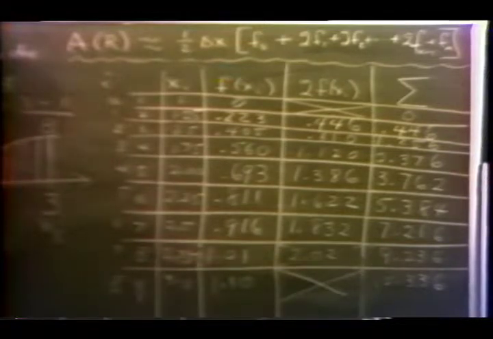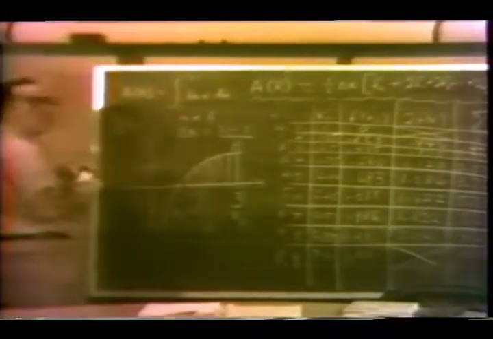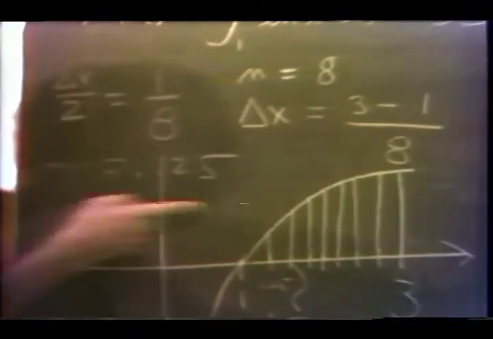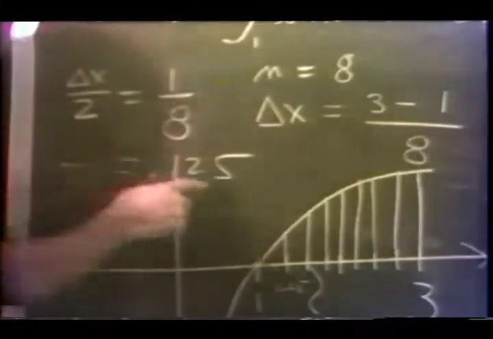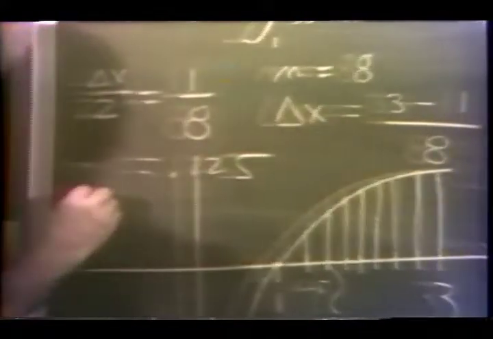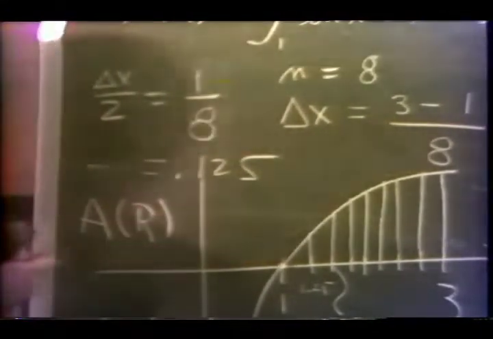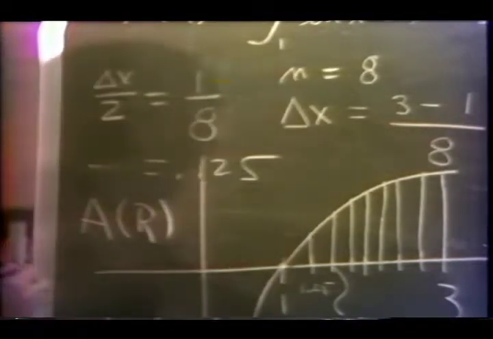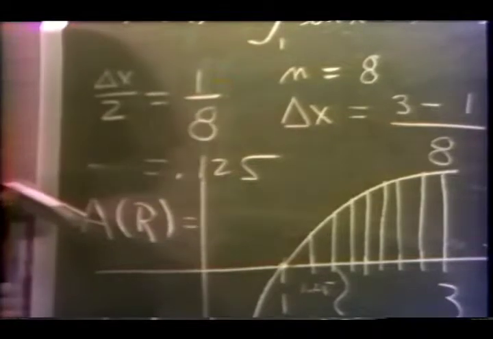So the approximate area under this curve from 1 to 3 will be gotten when we figure out delta x. Now what do we have to do with delta x? Divide that by 2. So delta x divided by 2 is 1/8, or 0.125. Multiply 10.336 by 0.125. What do you get? Area of the region then is approximately what?